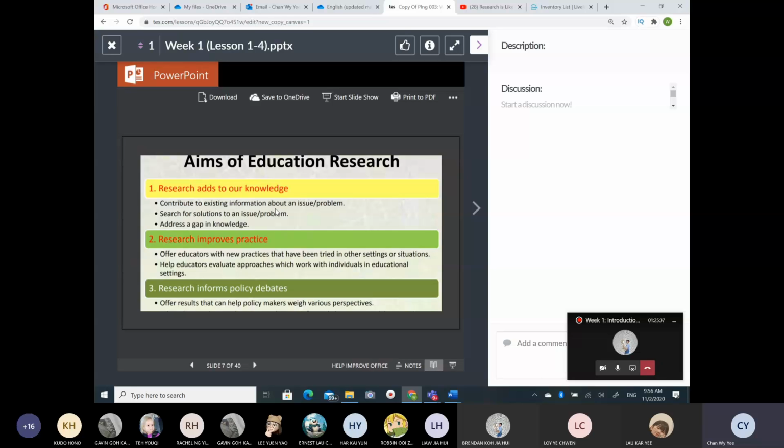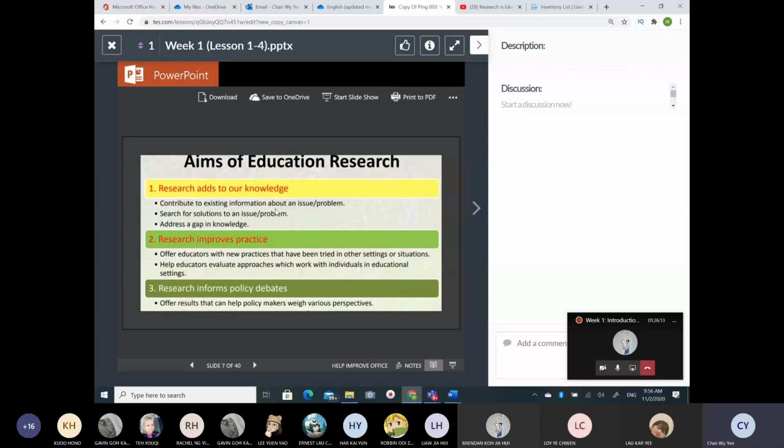And finally, research informs policy debates. Based on research, the policy makers will be able to see, oh okay, this framework that works in Finland, we are trying to conduct a research and see if it works in Malaysian settings. So if it works, the policy makers, maybe the Ministry of Education or Ministry of Higher Education, will be the ones that try to implement these approaches and frameworks. So it will actually offer them that perspective.